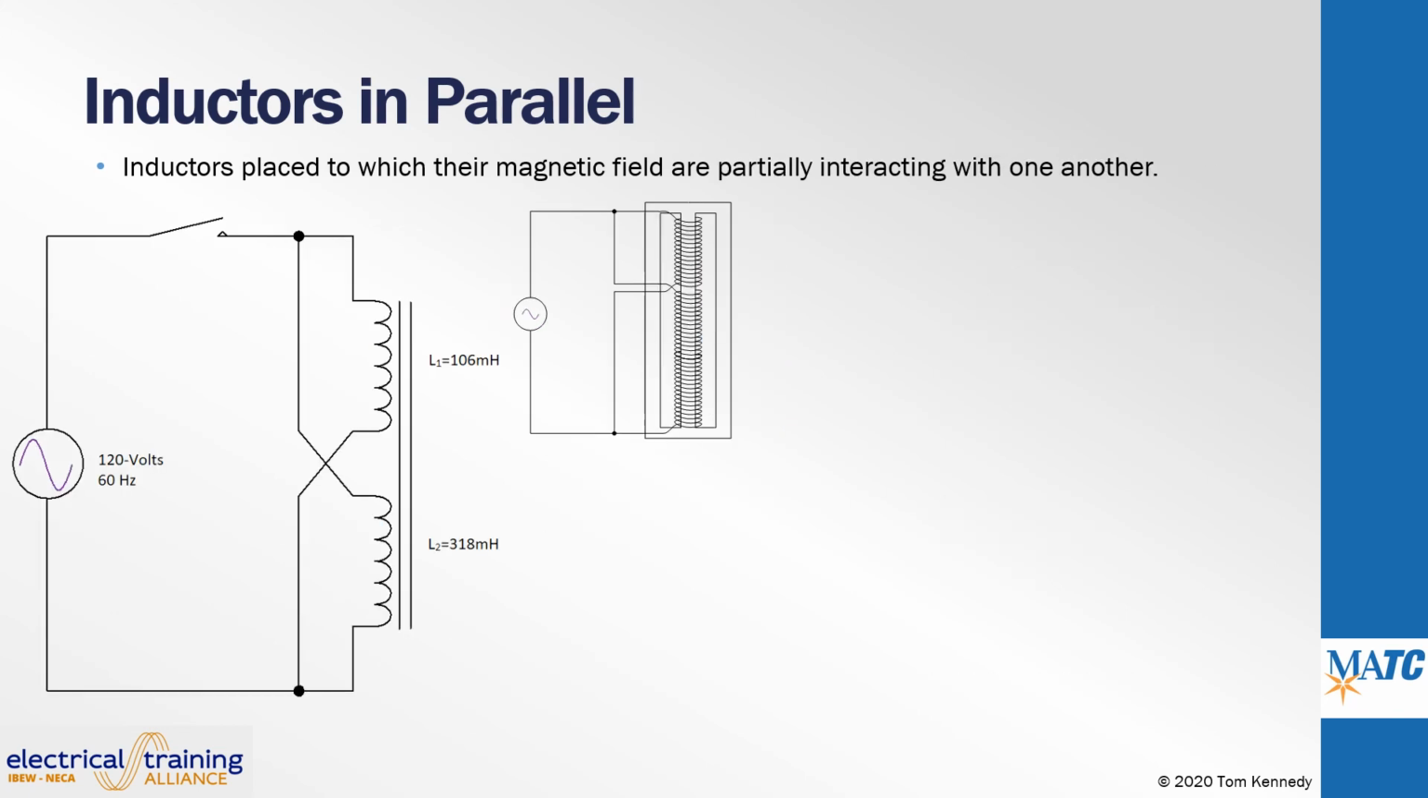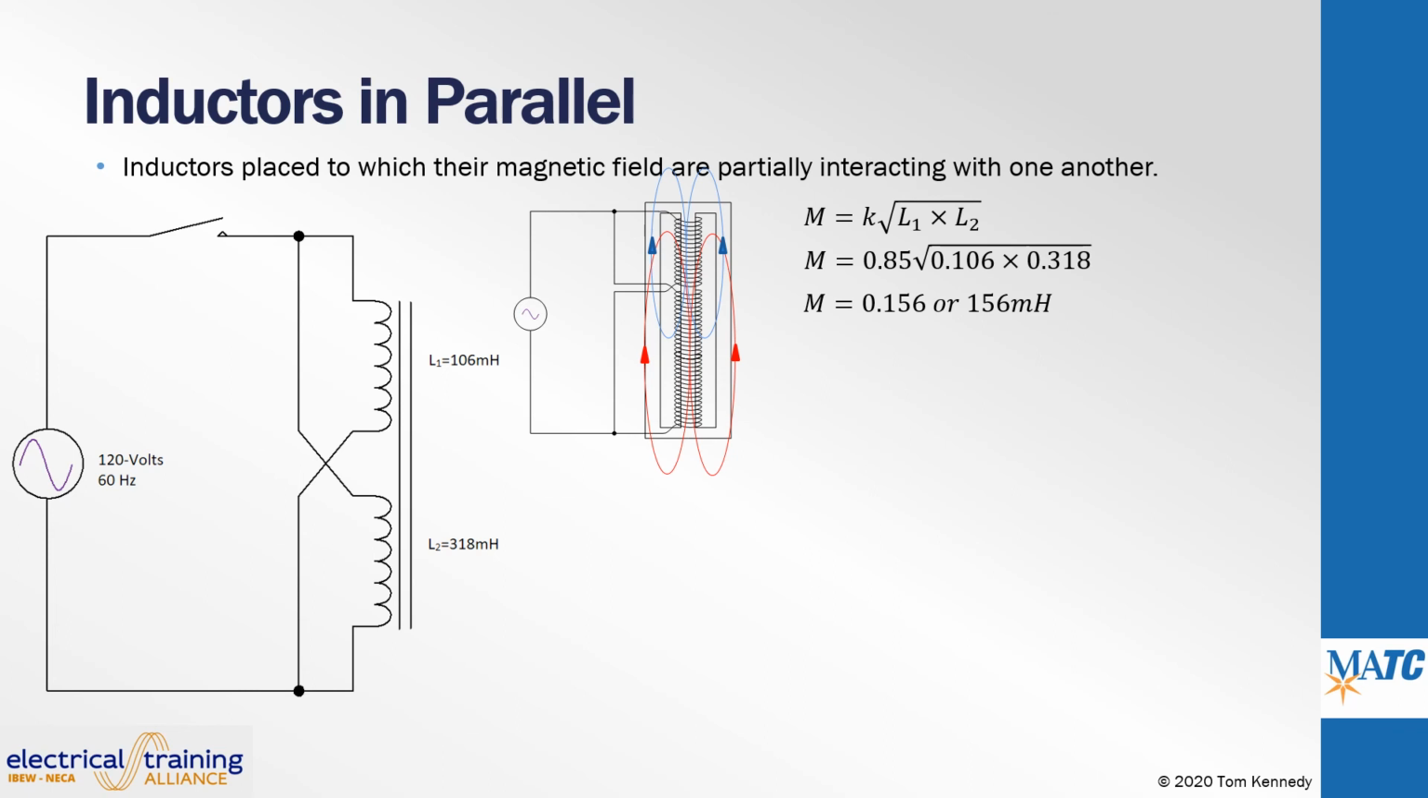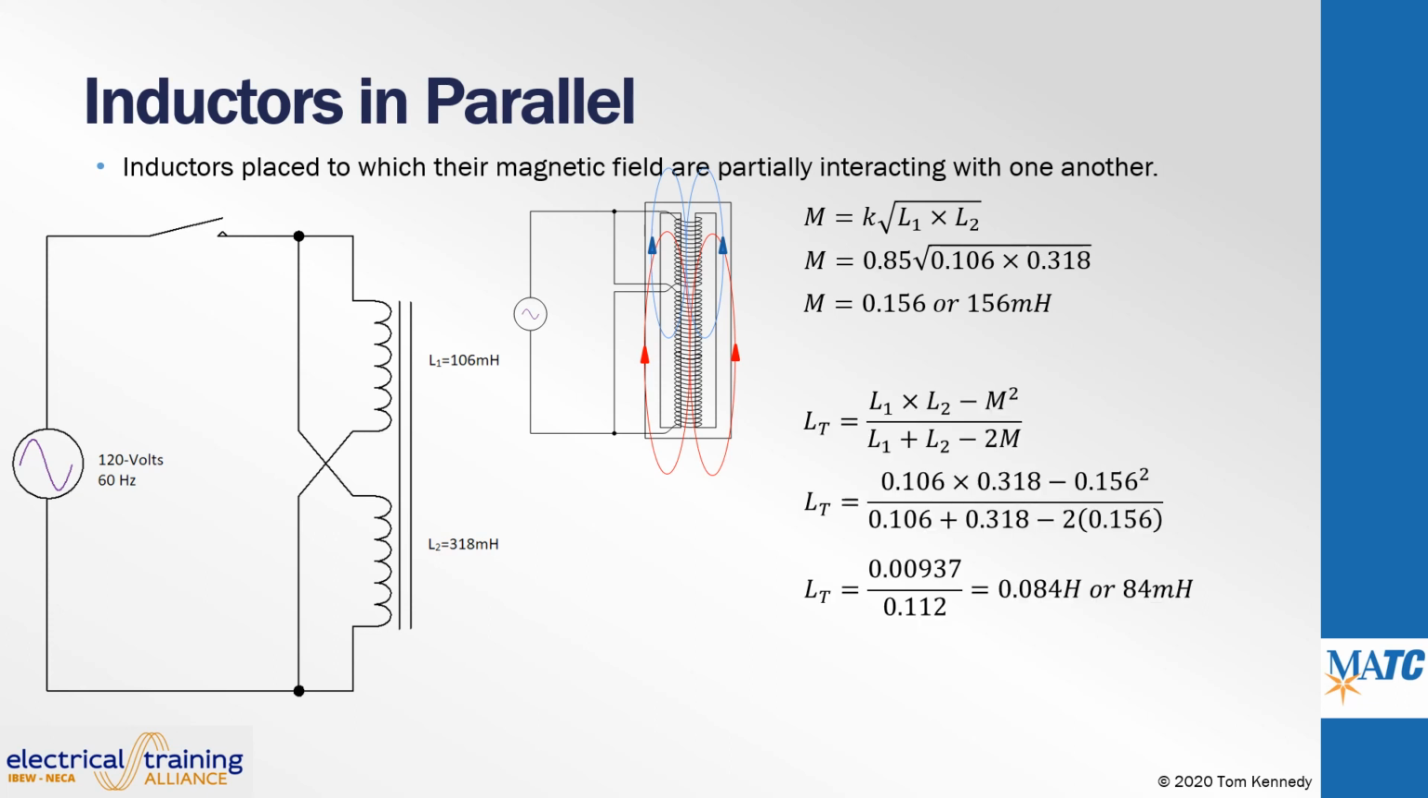Where parallel coils are connected and are cumulative with a coefficient of coupling at 85%, the 106 millihenry and 318 millihenry inductors will have a mutual inductance factor of 156 millihenries. The parallel inductance will be 84 millihenries. This will result in an inductive reactance of 32 ohms and a total circuit current of 3 3/4 amperes.